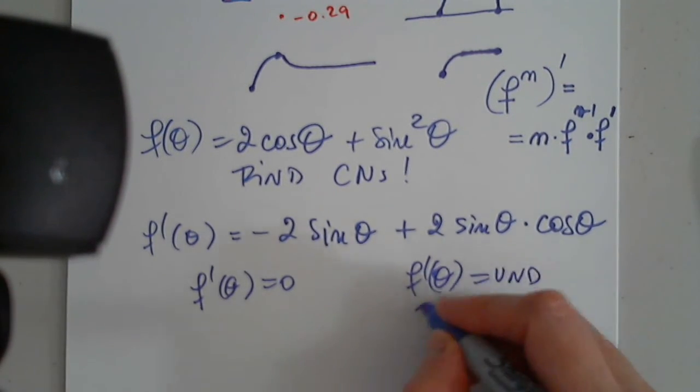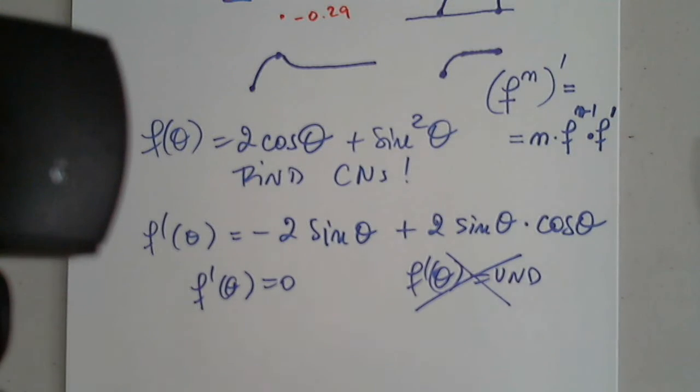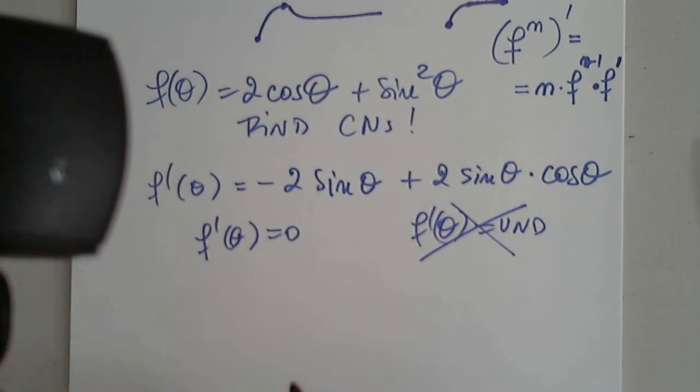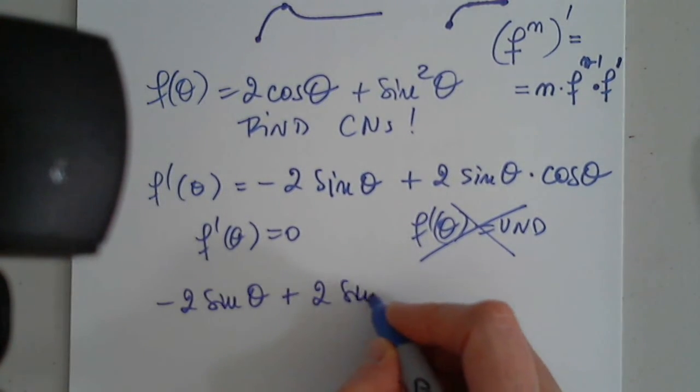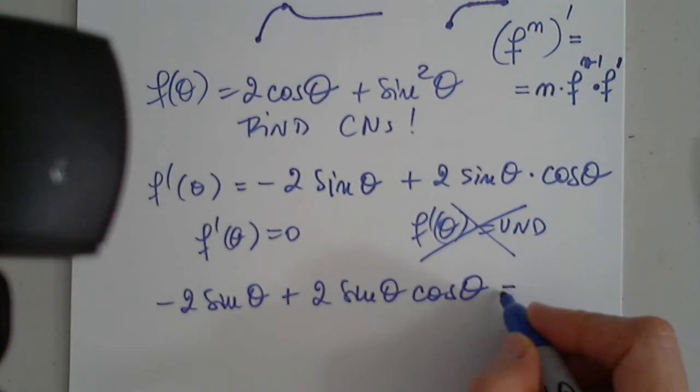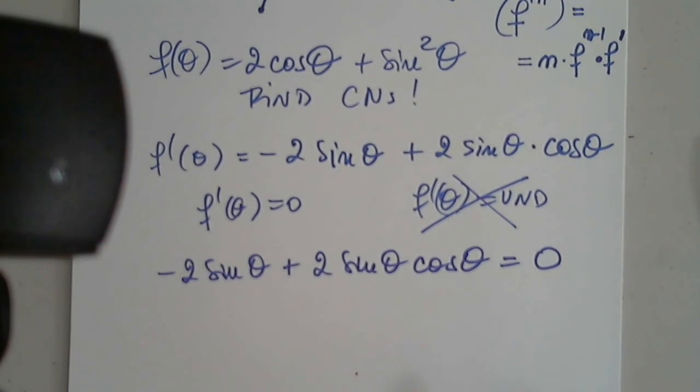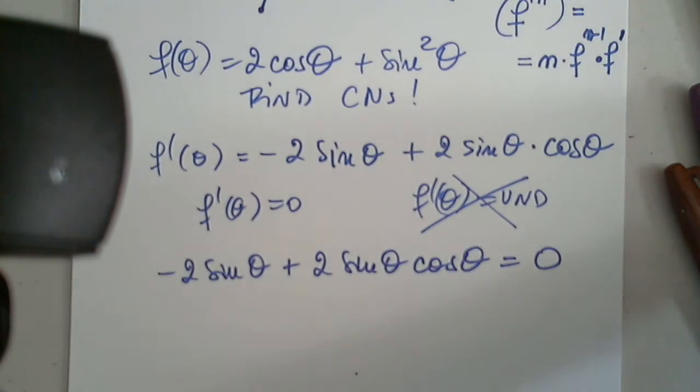undefined is not possible. Sine and cosine are defined everywhere. Good. In this case, I have to write it out. So -2 sine theta plus 2 sine theta cosine theta. What will be our first step for sure? Factor out the sine. Yes.